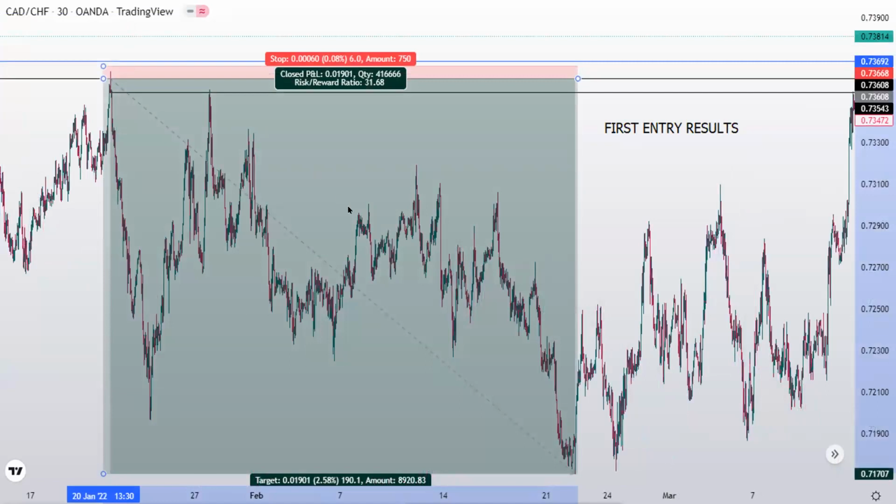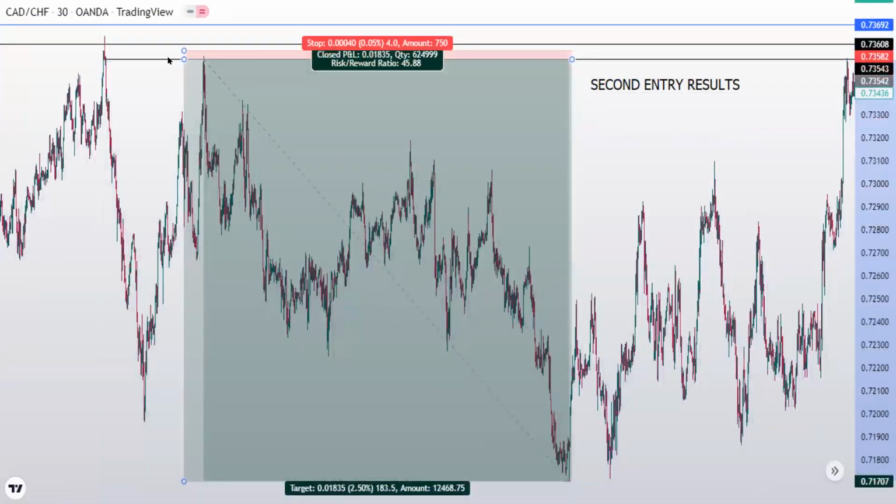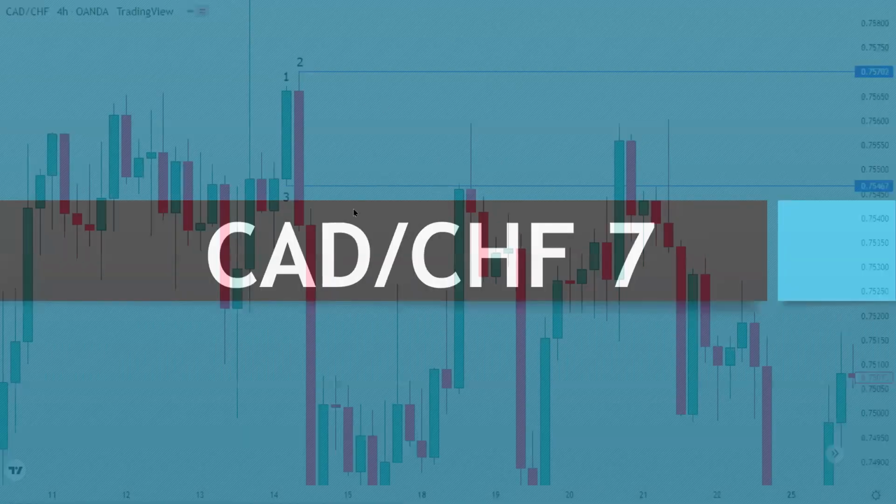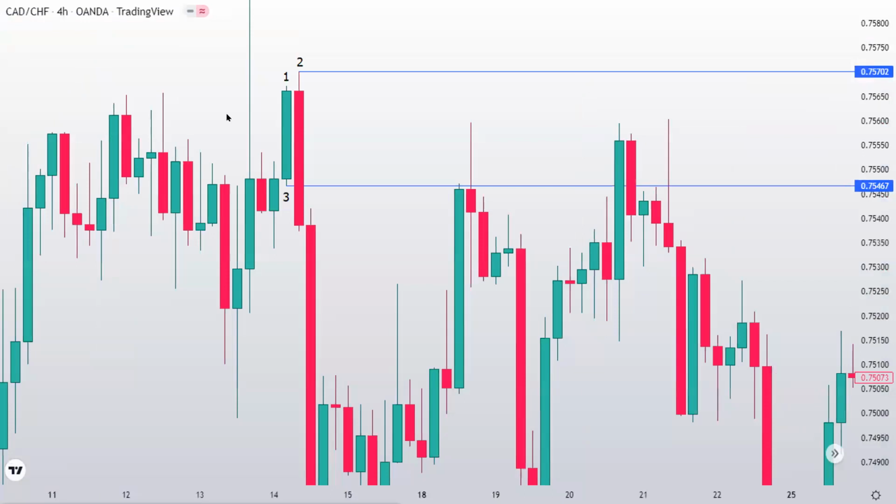So the market went down almost 190 pips with a risk of only 6 pips. Also, we have 4 pips as a risk, and the market went 183 pips, also 145, which is actually good. Also, we have this CAD CHF. We have the 7th example. As you can see how CAD CHF obeys these type 1s. Also, this was type 1 based on the 4 hours time frame.